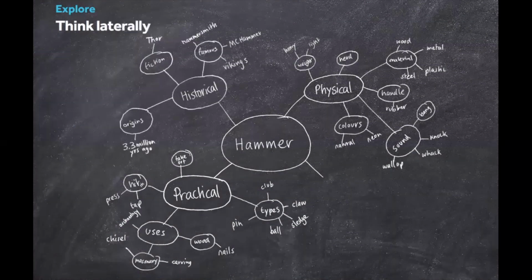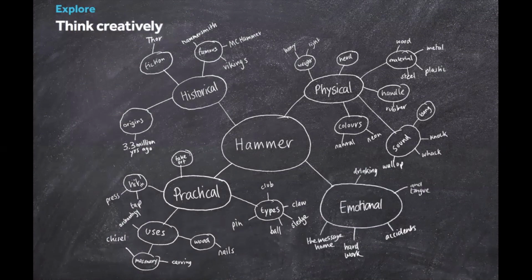Other things to think about, think a bit laterally. So you think about hammers, the history of hammers. 3.3 million years ago was the first hammer. Would that be useful for us in a naming term? Thor had a hammer. Is that going to be good for us as well? And all these things are really going to help us. And then finally, you can think a bit more emotionally about it. What are just the instant responses when someone says the word hammer? You hammer the message home, or people hurt their thumbs on hammers.